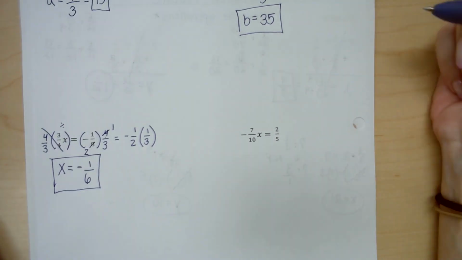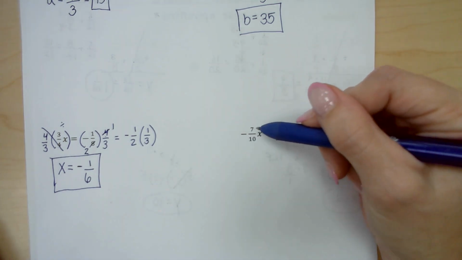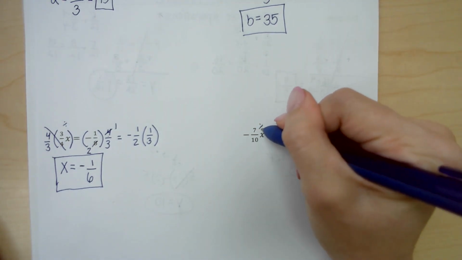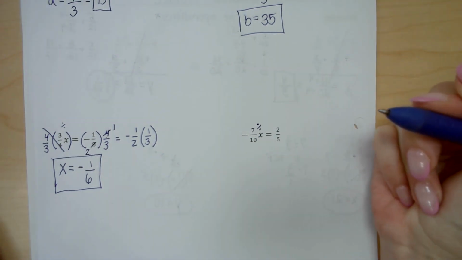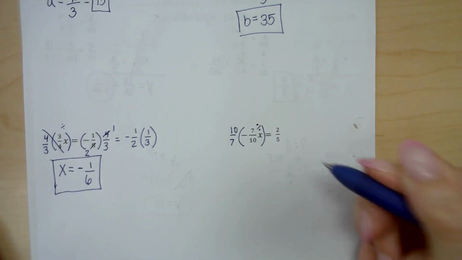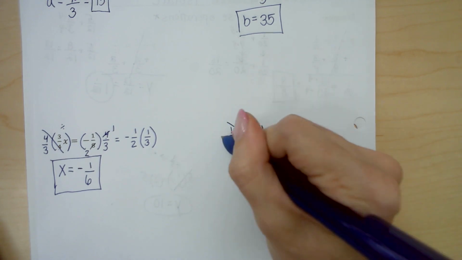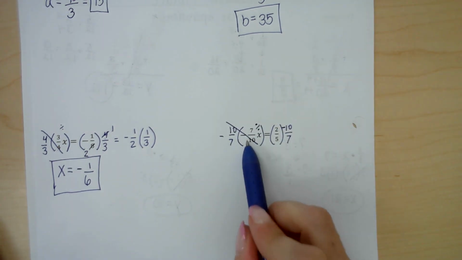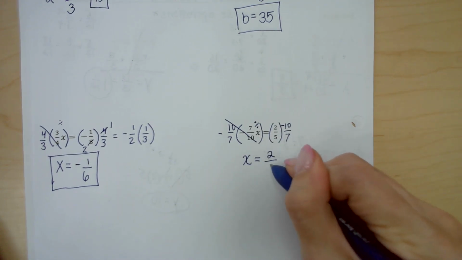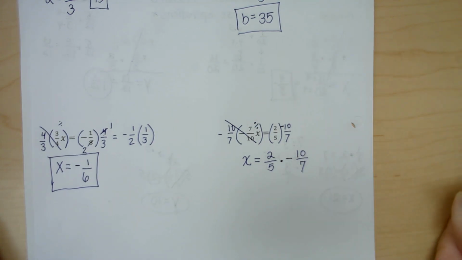Okay, last one. Press pause and try it, then press play to check your work. Here we have negative 7/10 x equals 2/5. So we want to divide to get rid of, or to separate, the 7/10 from the x. And to do that, we multiply by the reciprocal. So we're going to multiply both sides by 10 over 7. Oops, negative 10 over 7, because it was a negative 7/10. So that leaves us with positive x equals 2/5 times negative 10 over 7.